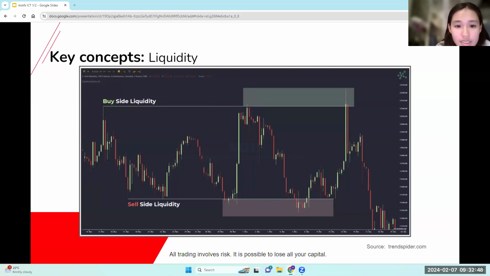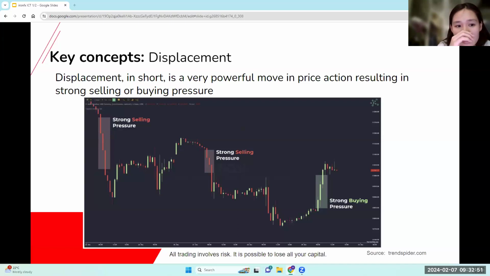Okay, next, let's look at displacement. Displacement, in short, is a very powerful move in price action, resulting in strong selling or buying pressure. Generally speaking, displacement will appear as a single candle or a group of candles that are all positioned in the same direction.